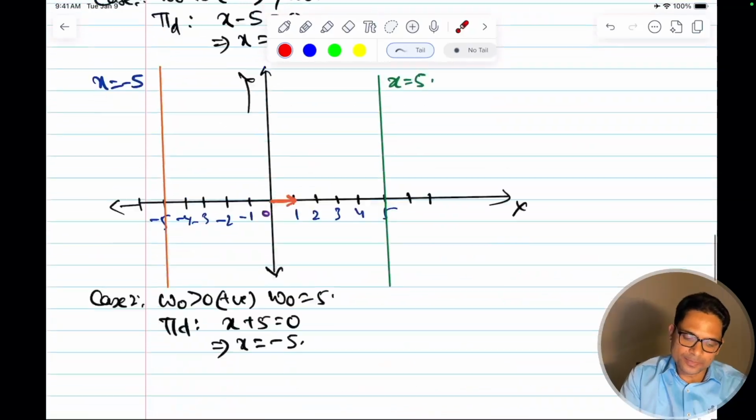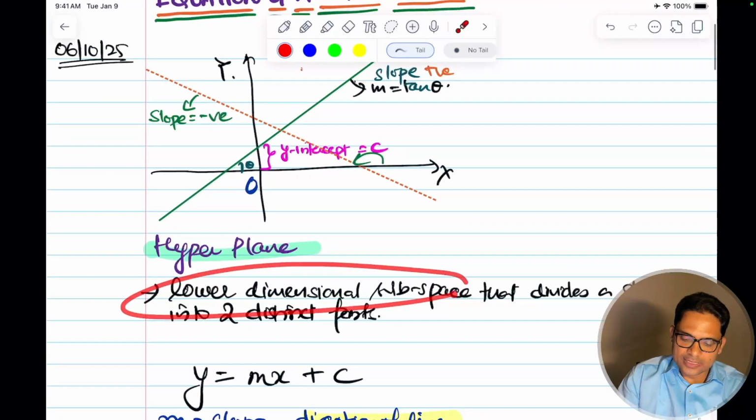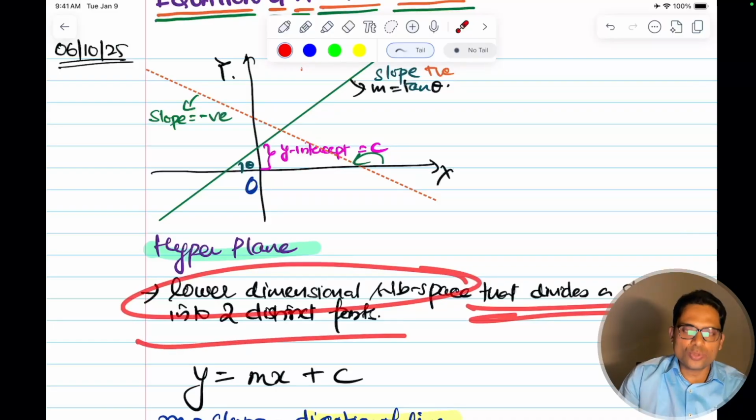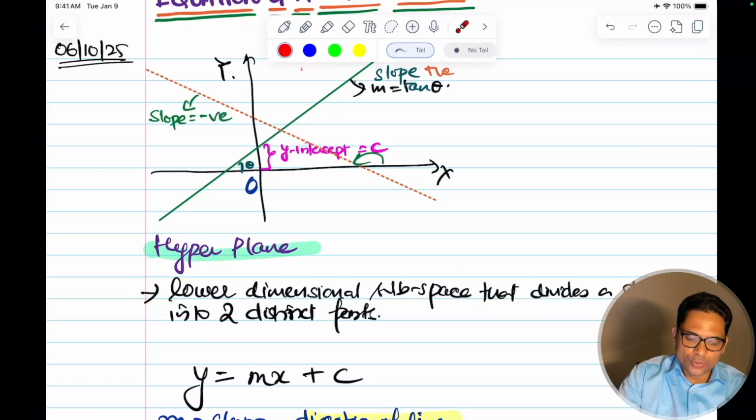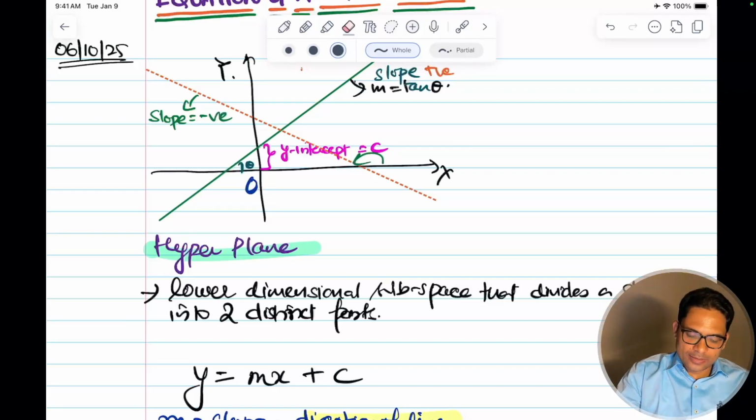Let's do a quick revision. What did we study? We understood that a line is a hyperplane in 2 dimensions. A hyperplane is nothing but a lower dimensional subspace that divides a space into two distinct parts. In 2D, a line is a hyperplane because it divides in one less dimension, and we generalized that: for d dimensions, anything in d minus 1 dimension will be a hyperplane, and that will divide the space into two subspaces which are called half spaces.